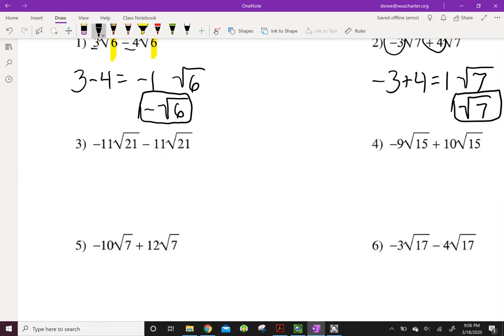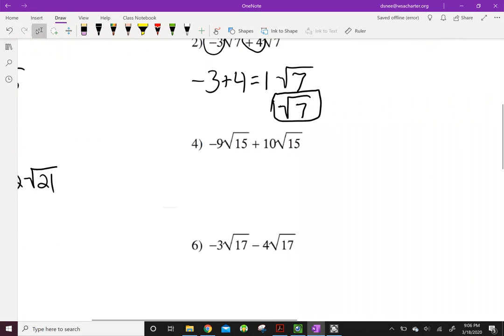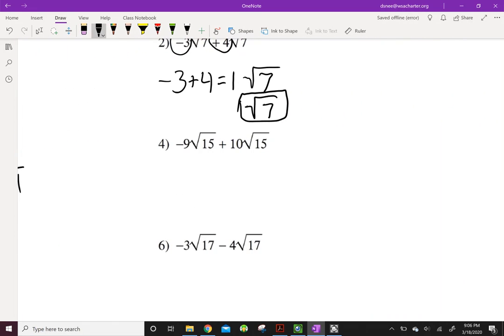Okay, I have negative 11 root 21 minus 11 root 21. So I have 2 negative 11s. I'm combining those. So negative 11 minus 11, or negative 11 plus negative 11 equals negative 22, and then I just copy the square root. And I can't factor that out anymore. I can't take anything else out of the square root of 21. I'm going to go over to the next example.